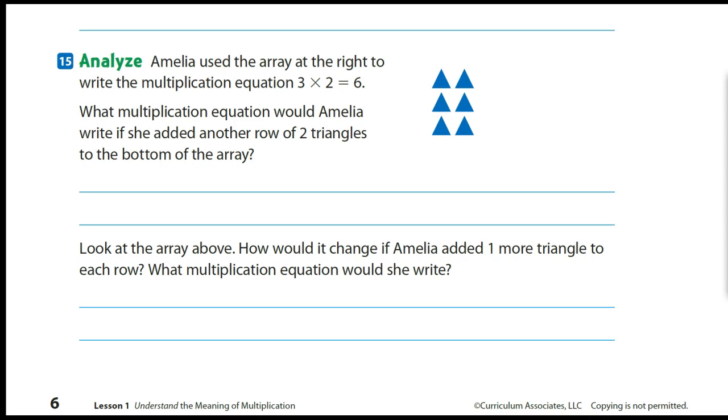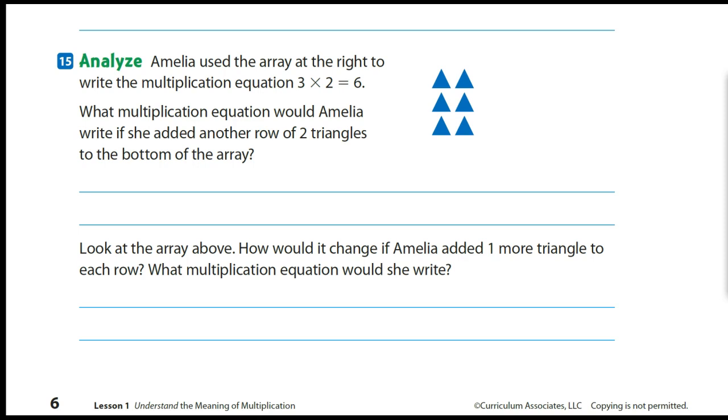It says Amelia used the array at the right to write the multiplication equation 3 times 2 equals 6. All right, that means because we have how many rows? 3. And how many in each row? 2. So 3 times 2 would be correct. It's 6.